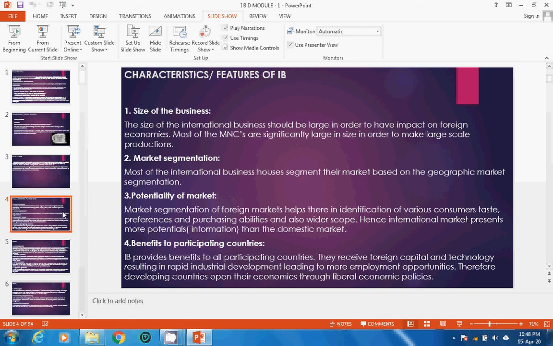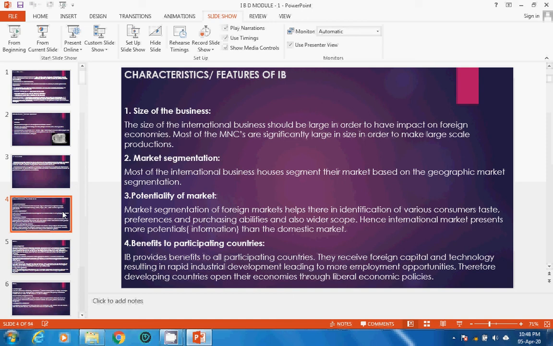So let's understand the characteristics of international business. Firstly, size in the business. Almost all the multinational companies should be large in order to have impact on the foreign economies. The size may be in production, marketing, distribution, etc. Most of the MNCs are significantly large in size in order to make scale productions.